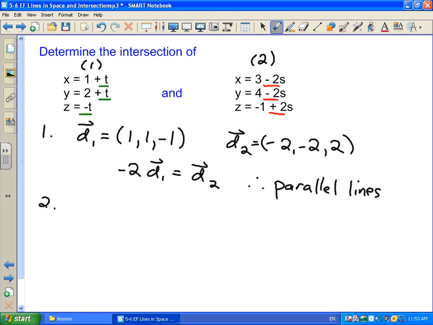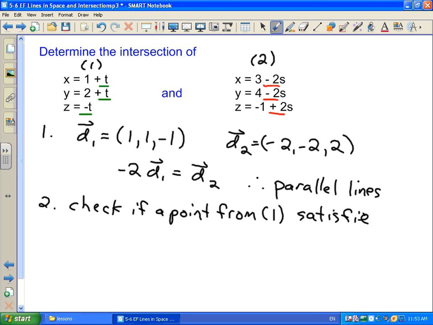If they are coincident, any point that is on line 1 is also going to be a point on line 2. So what we want to do is pick a point that is on line 1 and see if that point also satisfies line 2. So check if a point from line 1 satisfies equation 2. If it does, they're coincident. If it doesn't, they're distinct.